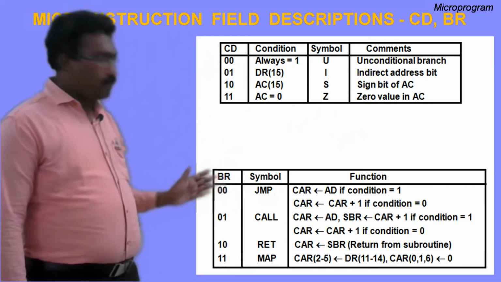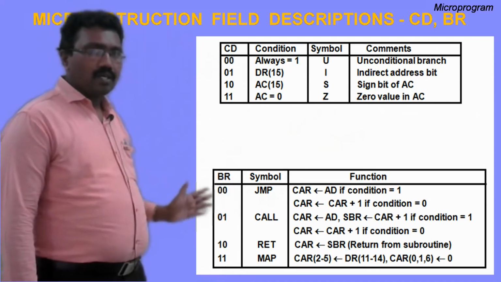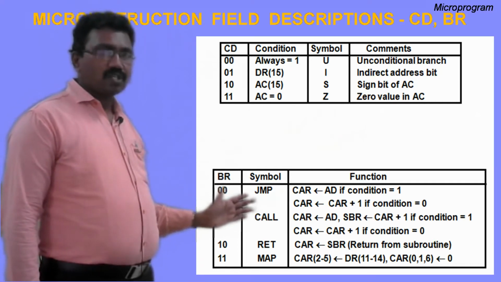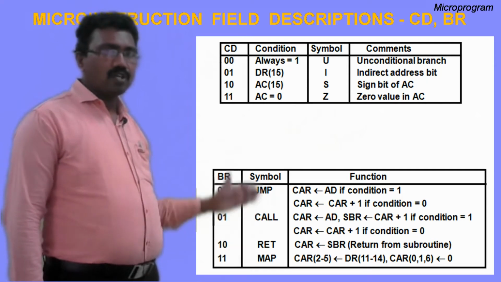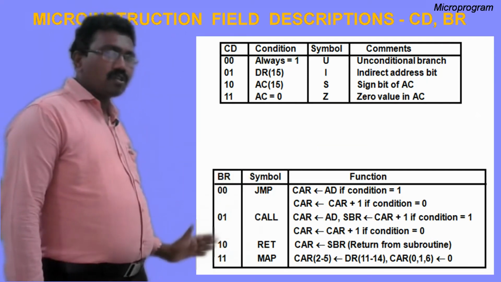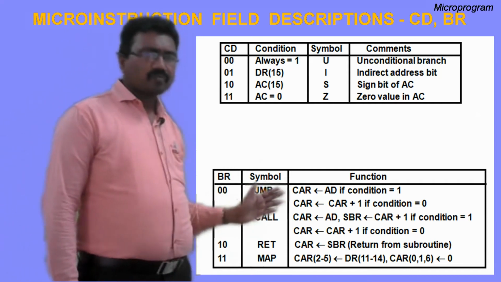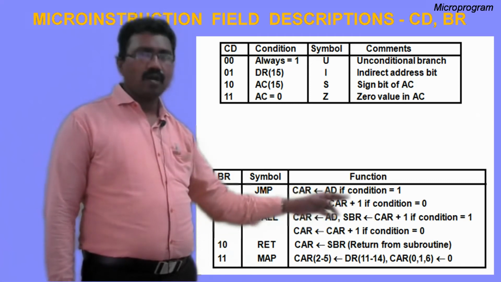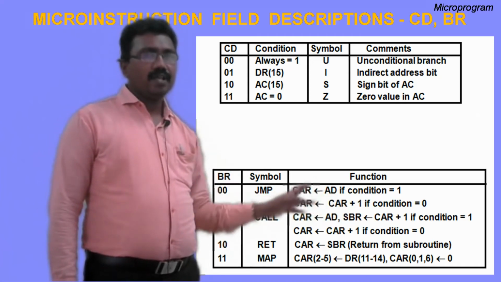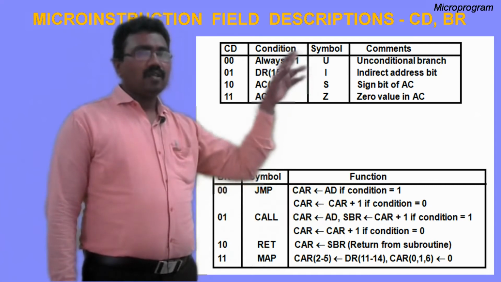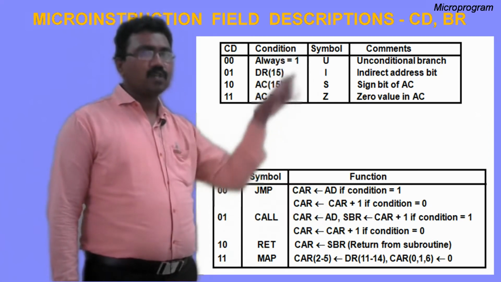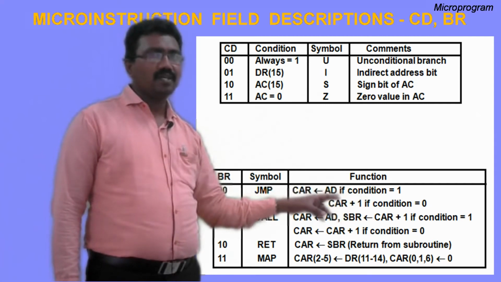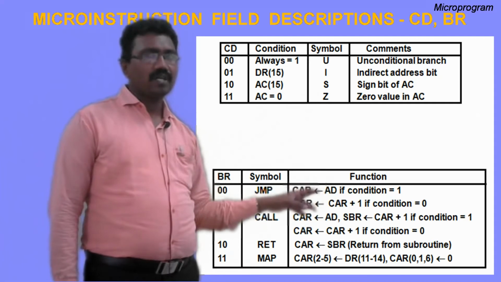Next, coming to the branch field, the length is 2 bits. 4 combinations are possible. First combination 0 0, which defines the jump instruction. The symbol is jump. These symbols are used in symbolic microprograms. These codes are used in binary microprograms. Jump 0 0 defines the jump instruction. If the condition is equal to 1, from the 4 possibilities of the condition field, the AD, the present micro instruction address field content, is transmitted to CR. Okay, it has taken the branch.